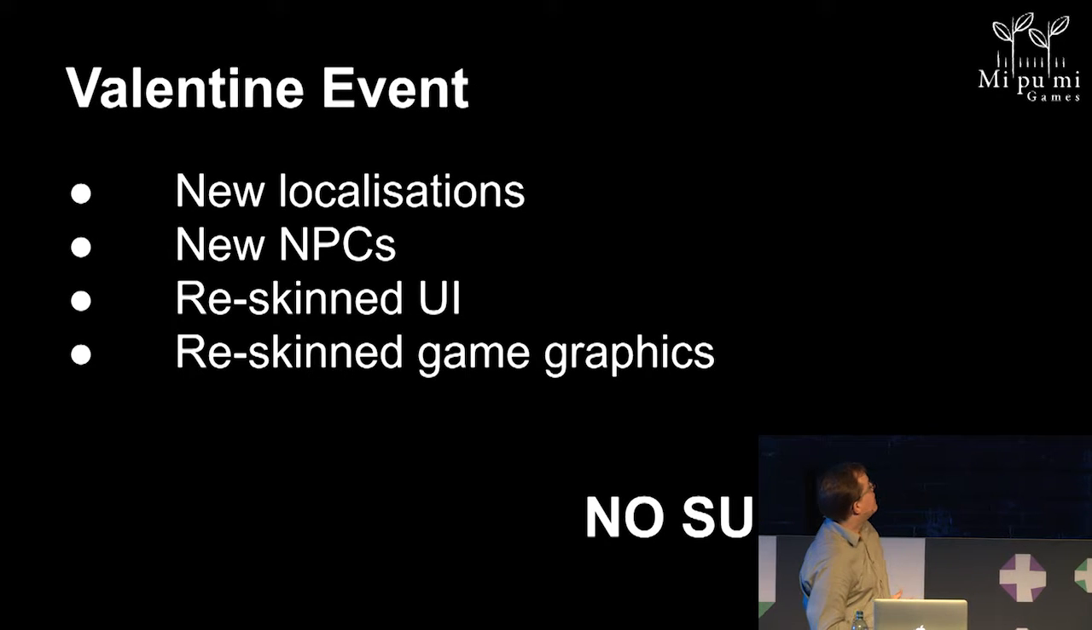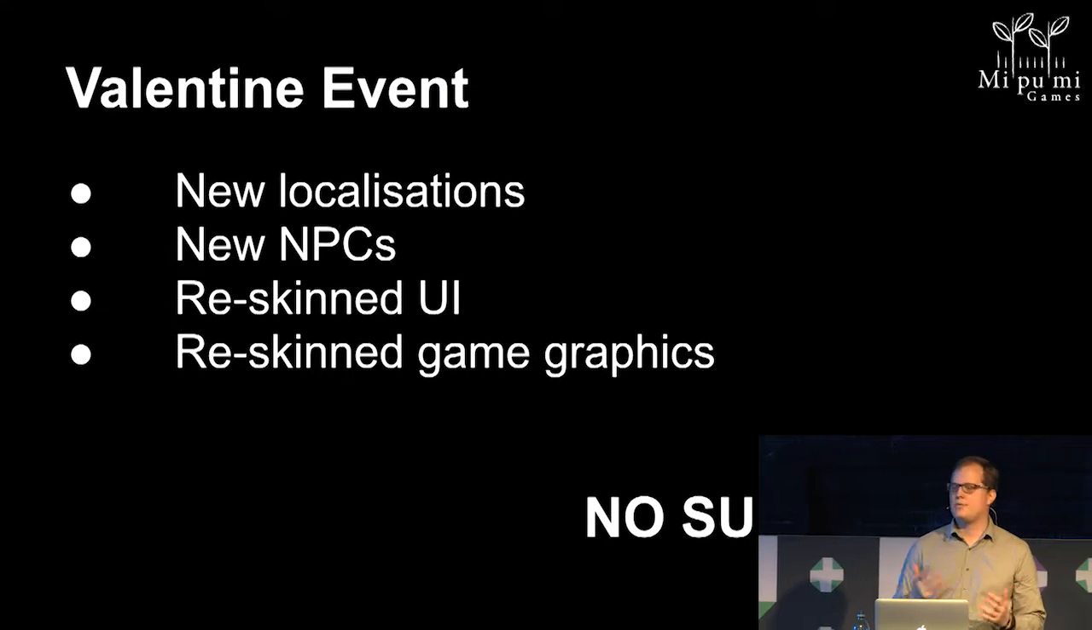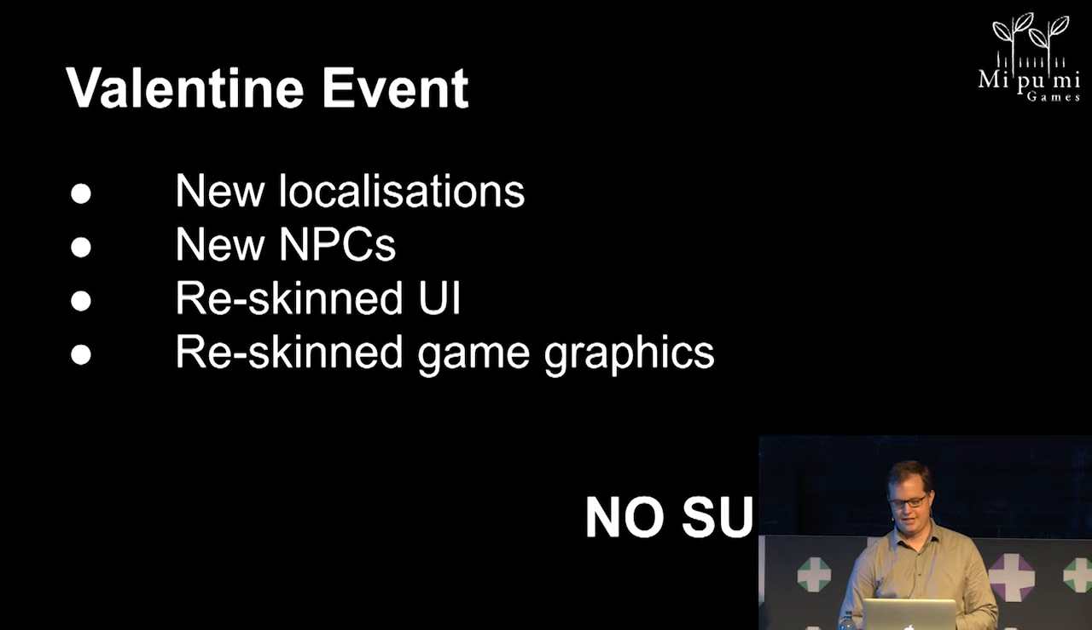For the Valentine's Day event this year, we added new local texts, fixed some local bugs because bugs always happen, as we heard today in the keynote, added a new quest giver as an NPC with his 2D picture, a 3D model of him with his animations, did a more or less complete reskin of the UI and a more or less complete reskin of game assets or game graphics. All of this has been done without the need of a submission, or update submission in this case, and without the need of any programmer.